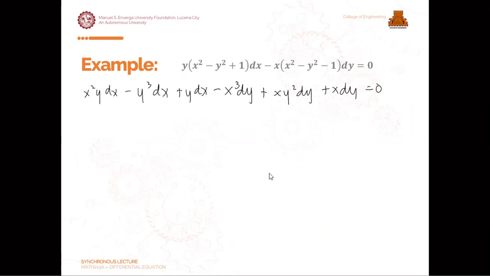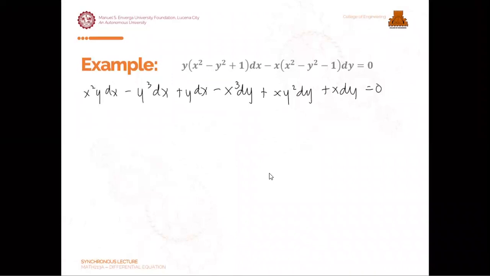So, meron po tayong mga independent? Wala, no? Pero pwede tayong mag-grouping. Okay? So, what we can do is to identify kung ano yung mga pwede nating i-group. Okay? So, tingnan nyo kung ano yung mga pwedeng i-factor. So, halimbawa sa first term, x squared y dx, hanap tayo ng pwedeng may ka-factor niya.